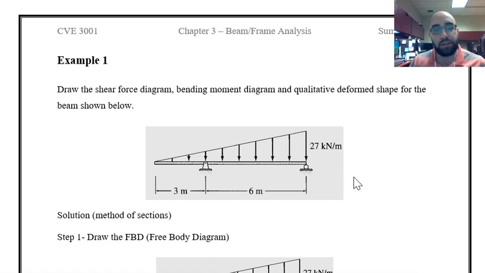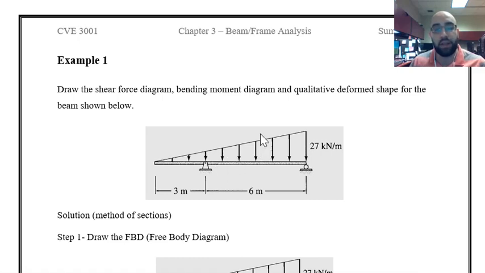Over here you can see the first example, which is showing a beam with two supports, one hinge support over here and one roller support over there. And as you can see, we have a distributed load with a triangular shape, and the dimensions are also given, and the intensity of loading at the very end point is given as 27 kilonewton per meter.